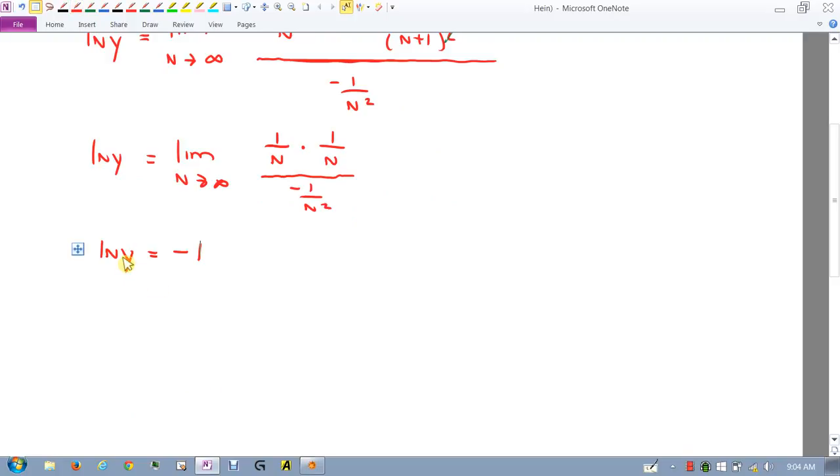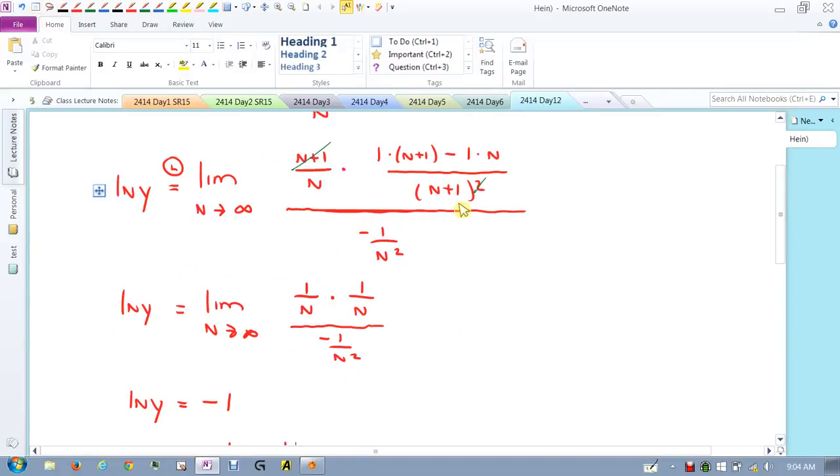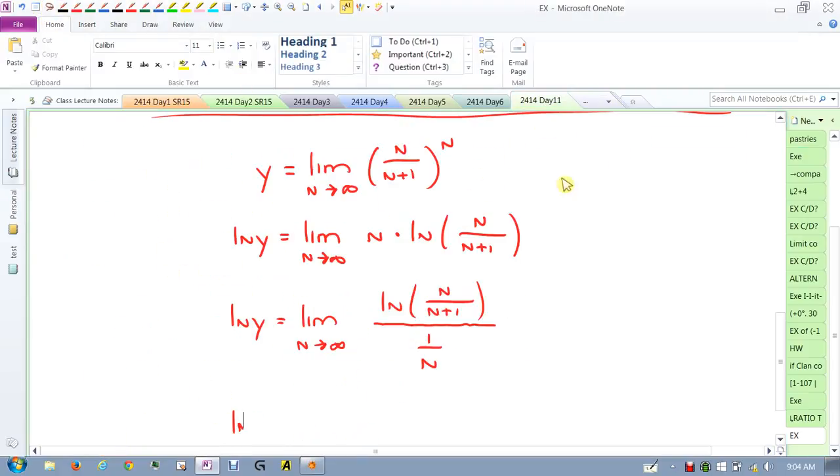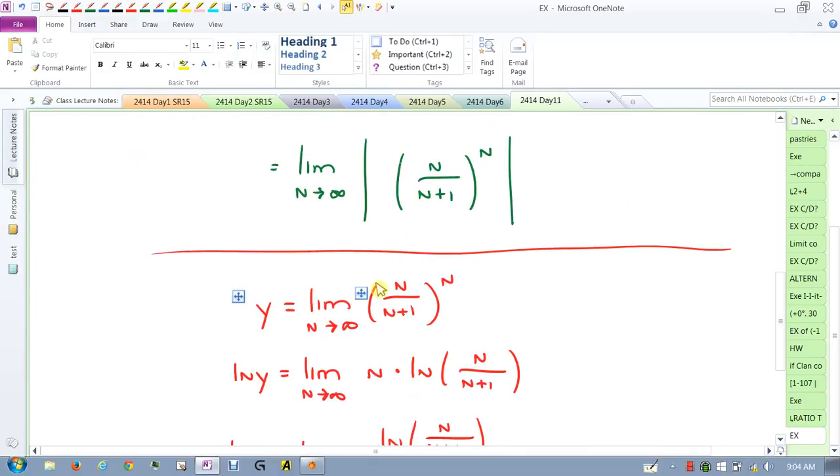At the end, we want to know what y was, so we have to take e on both sides, right? Take the exponential, apply it to both sides. That'll give us y equals e to the negative 1, which is the same as 1 over e. So, what does that mean? We get 1 over e. Going back to last class, we were applying the ratio test. This limit turns out to turn into 1 over e.